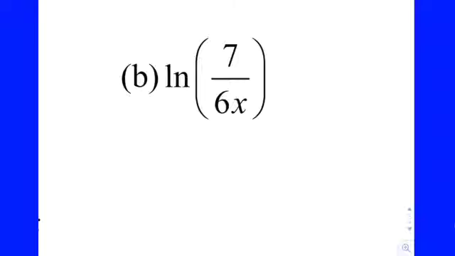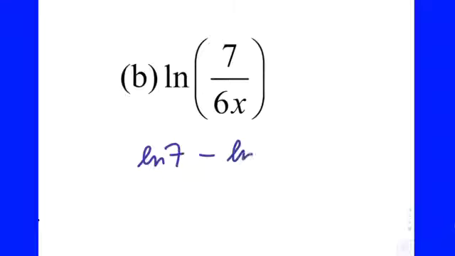They're both in the denominator, but we're multiplying in the denominator. If you notice, you have three factors here: a 7, a 6, and an x. So you should have three terms. The question is, are they positive terms or negative? If we do it in baby steps, that's the natural log of 7 minus the natural log of 6x. All right, we get that. But notice there's a minus in front.